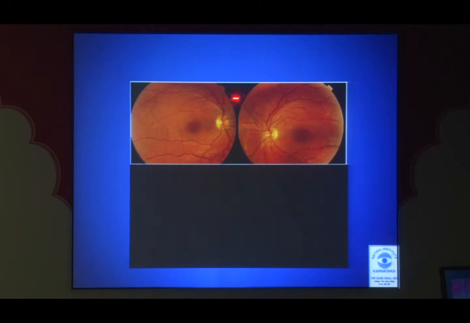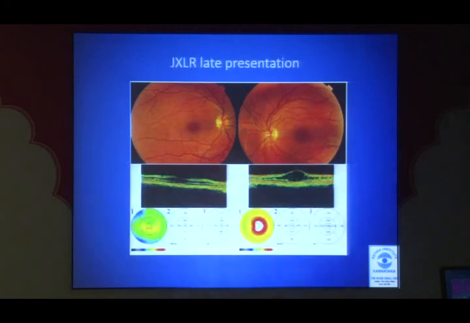Here is an example of a person in the third decade. The foveal reflex is blurred. If you see carefully, there could be some cystic cavities. This is a juvenile X-linked retinoschisis, foveal retinoschisis, which is picked up on OCT.